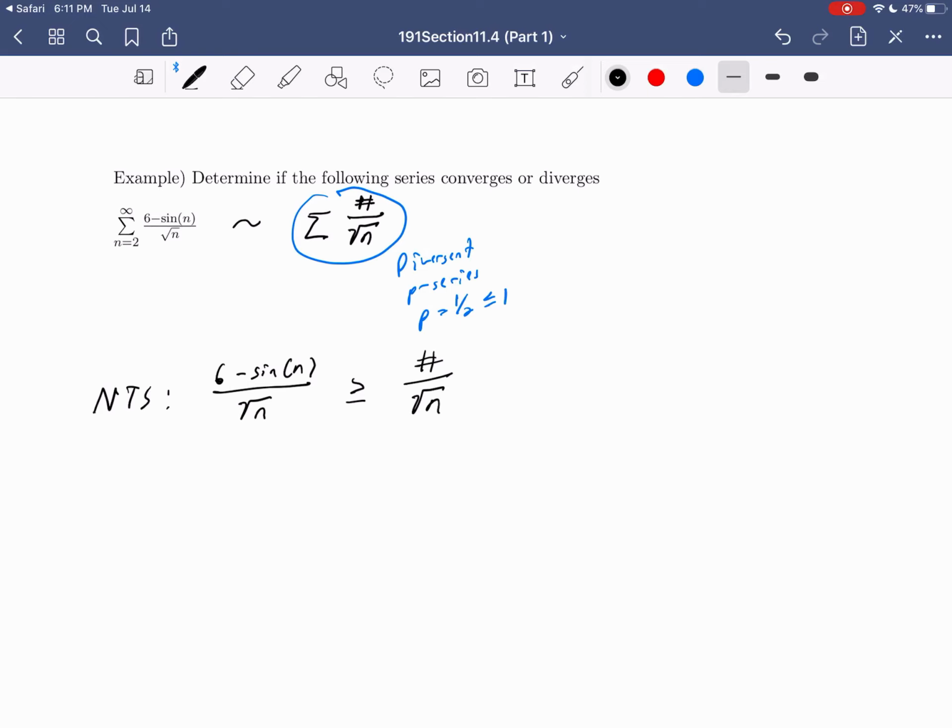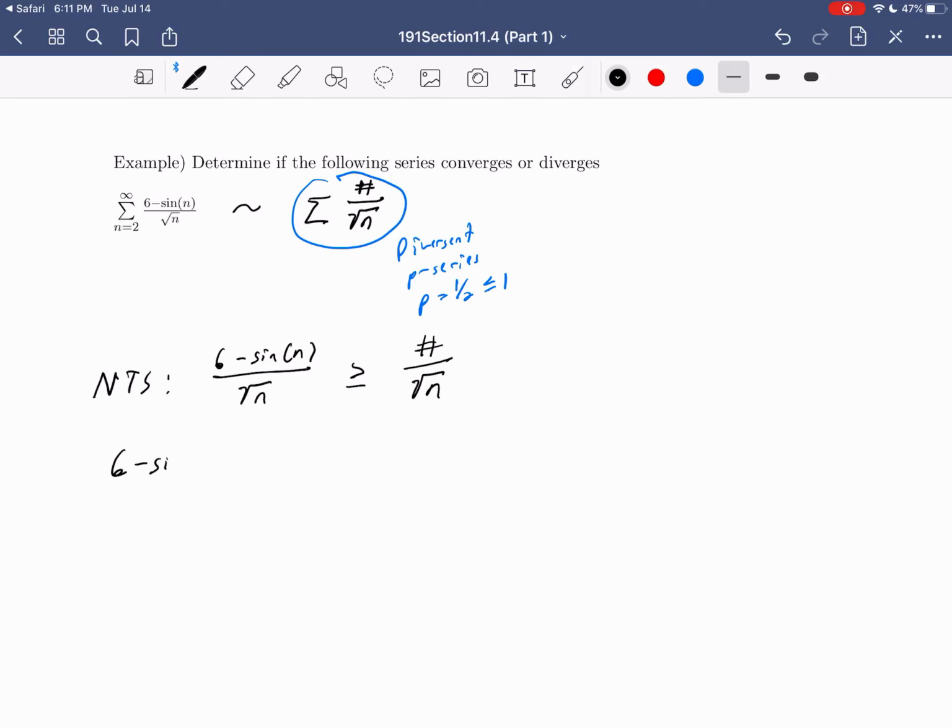Well, let's see how we can do that. We can say (6 minus sine of n) over the square root of n is greater than or equal to... Well, what can we say about that 6 minus sine of n? Well, sine of n is always between minus 1 and 1.